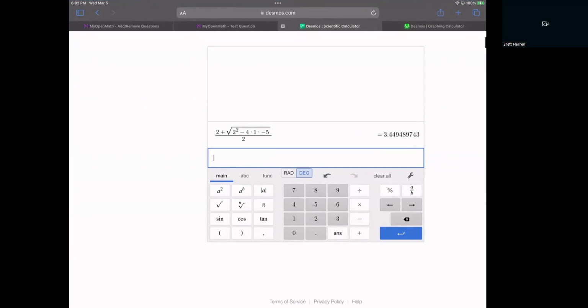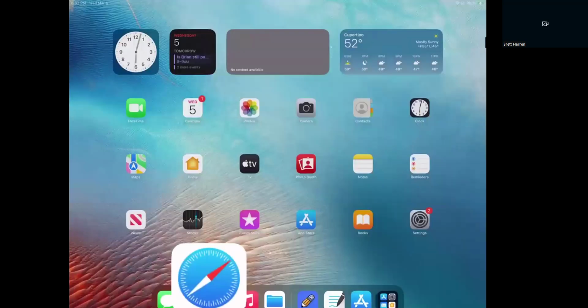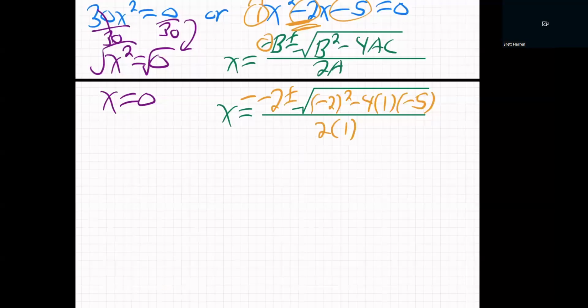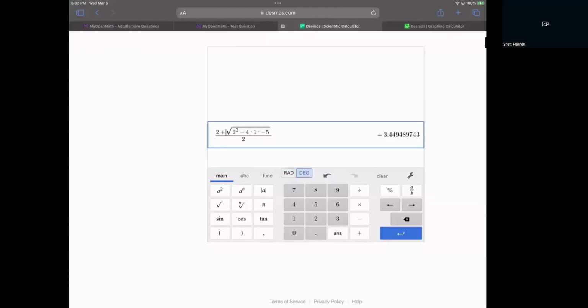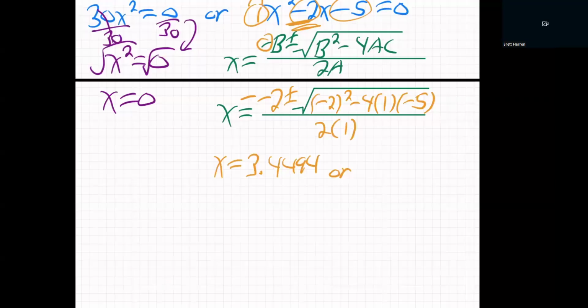So there we go. 3.4494. So there's one answer. x equals 3.4494. Now the other answer would be the negative version. So go back to the top there and make that negative. And you get that answer, which is negative 1.4494.